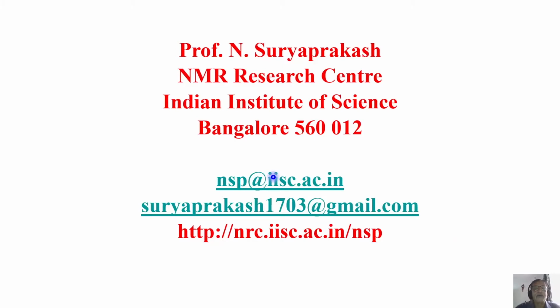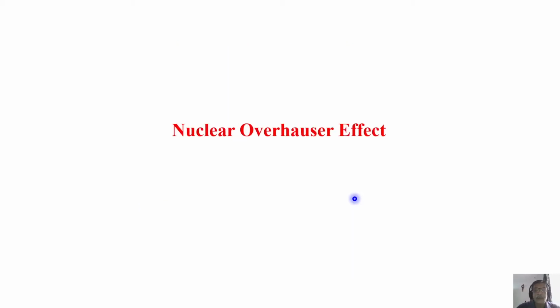Today I will discuss NOE, another important thing where we can get information about the spatial proximity of the molecules. So if there are two nuclear spins which are in spatial proximity, NOE helps us in getting that information, the spatial proximity information. Now let us start with the NOE.